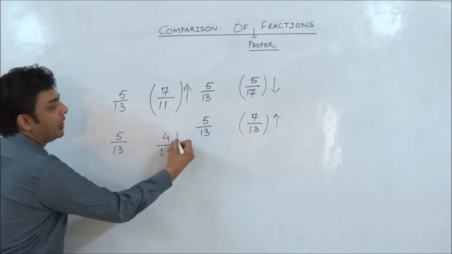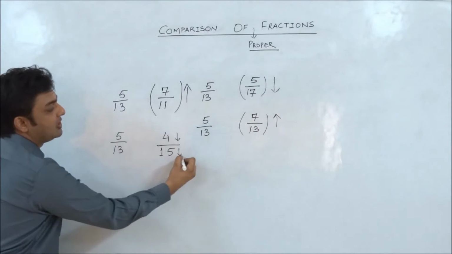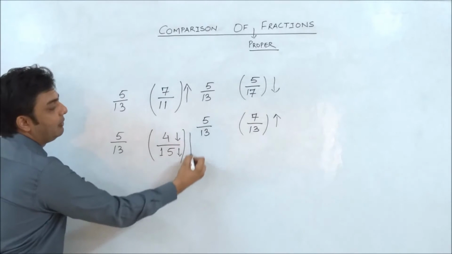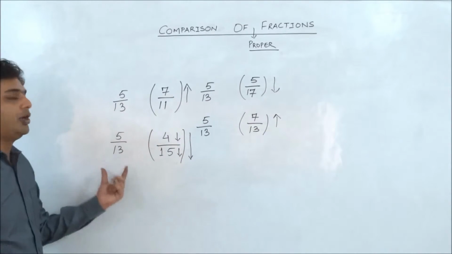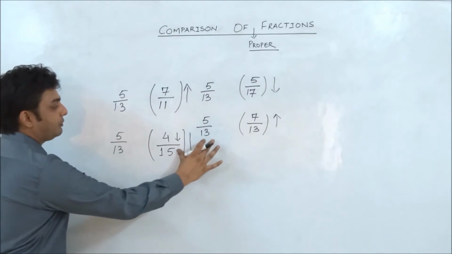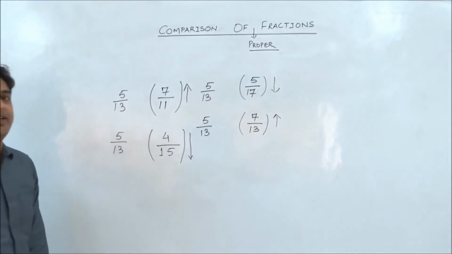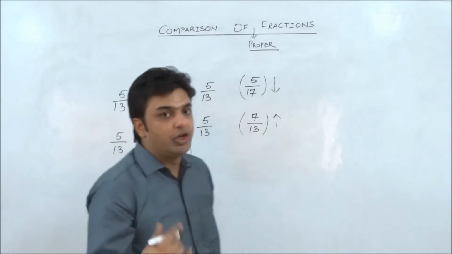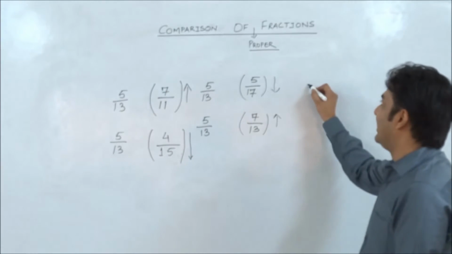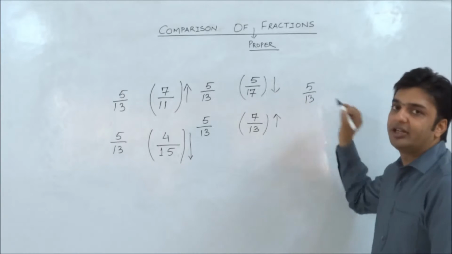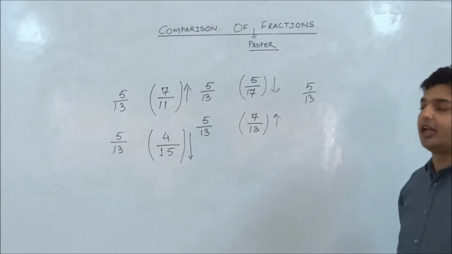So this is also decreasing individually, this is also decreasing individually. So the combined effect will be that the fraction will be lower than the original given fraction. However, there are certain cases in which a numerator may increase and the denominator may also increase. Let's say an example, 5 by 13 is a proper fraction that we have taken.